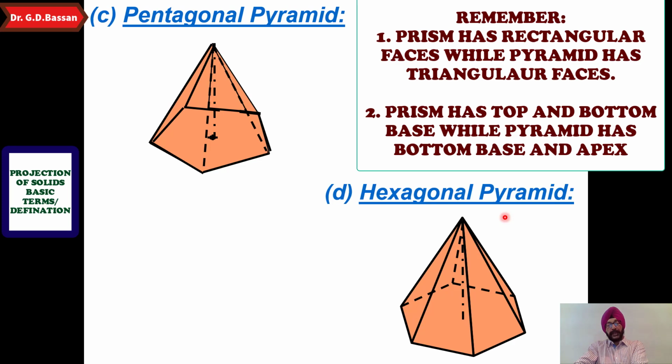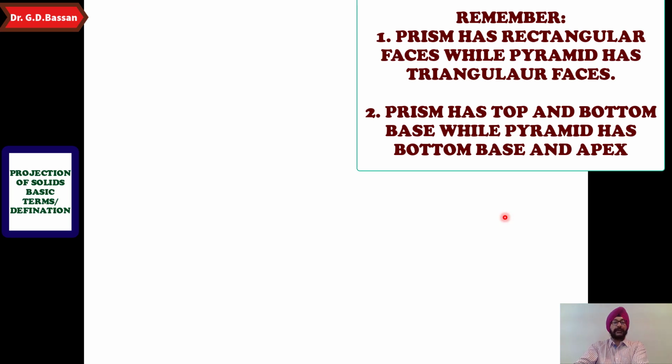Okay. So a pyramid always has a vertex and one base, and a prism is to be considered as having two bases and is bounded by rectangles. Okay. So keep this in your mind while drawing the pyramid or the prism.